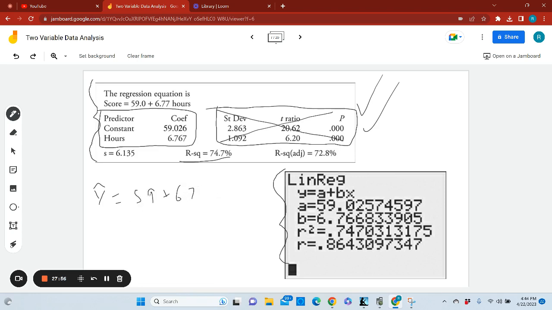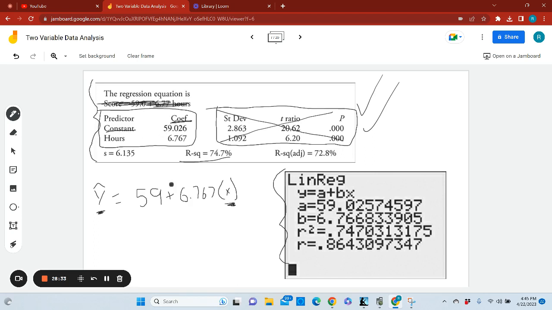That's pretty ugly. Let's see if I can do better than that real quick, right? 59 plus 6.767x. And this equation will give you a prediction on somebody's score on the exam based on any number of hours. Now, on the exam, they're not going to give you the equation here. You would have to build this on your own. So you have to know to look under the coefficient column, and that's going to give you the numbers that you need to make the equation.